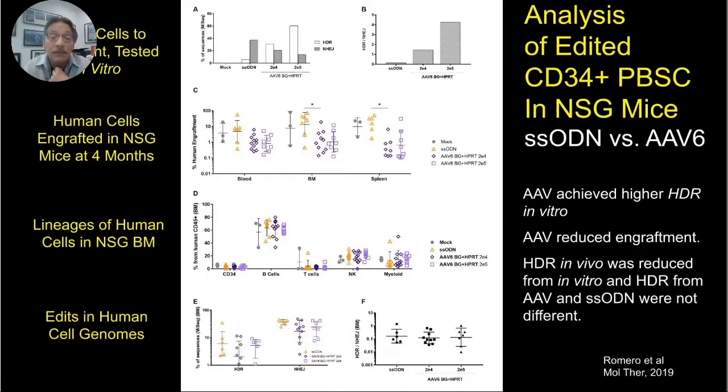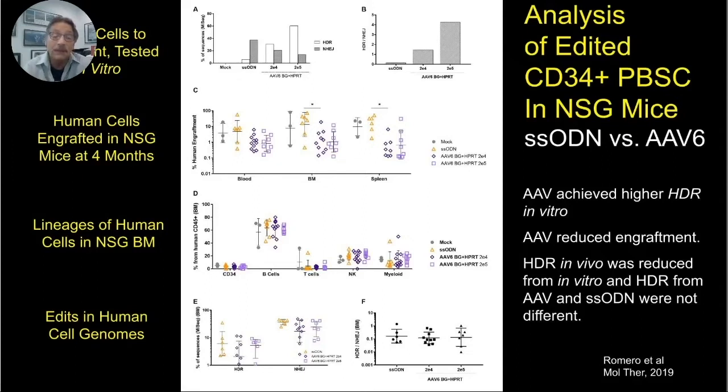And so when we look at the cells edited in vitro before we transplant them, the white bars are HDR. There's much more HDR with the two different AAV donors than with the oligo. And this is just the ratio of HDR to NHEJ. So the oligo is much lower.